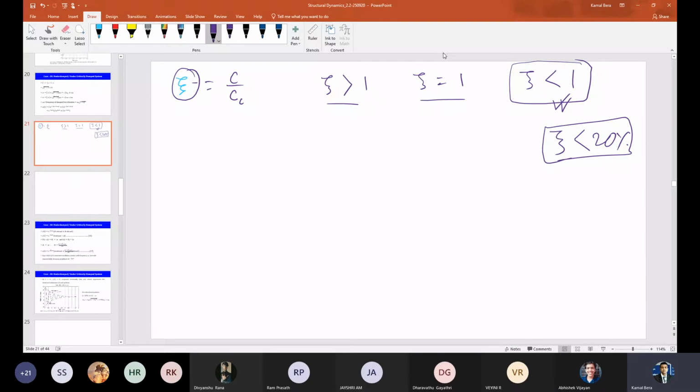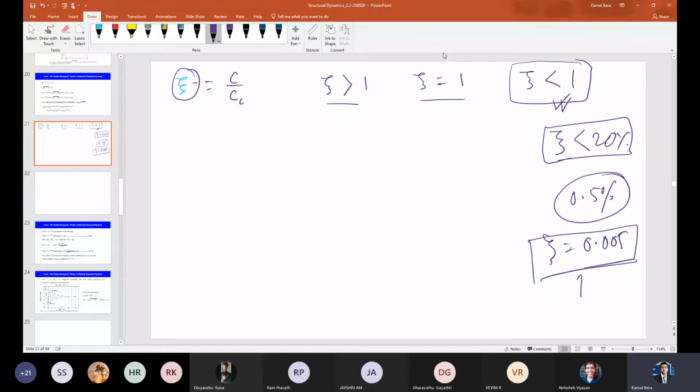For concrete structure, it is usually 5%. Steel structure, we are considering around 2% or 3%. And for long span suspension bridges, the damping ratio is 0.5%. That means zeta equals 0.005. So you see how much less than 1 it is. Forget about 1. For cable stayed bridges it is around 1.5%, that means 0.015.